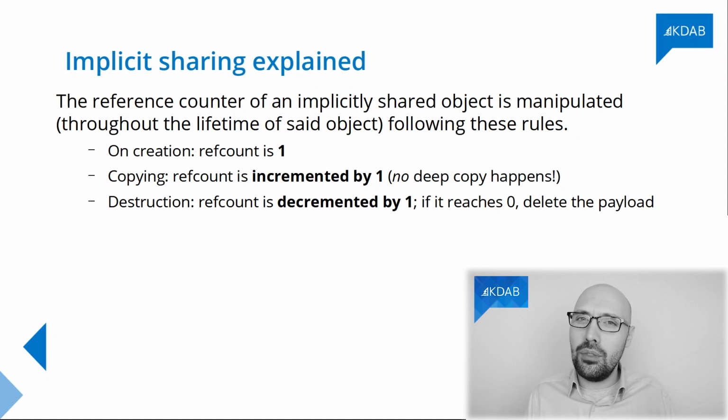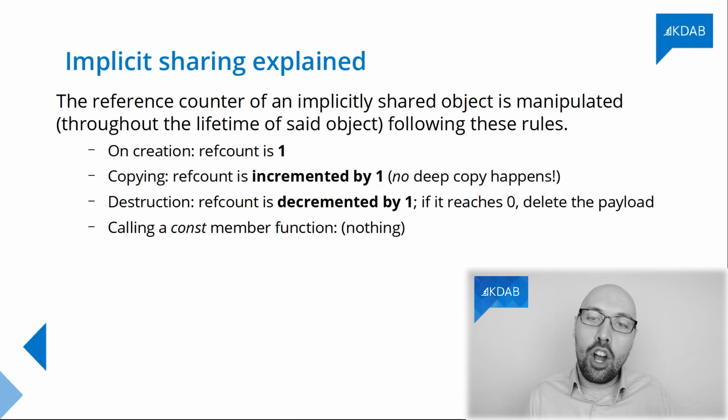So far, so good. So far, everything is simple. Now comes the twist, or the tricky part. What happens when you actually use this object? So when you have an object and you call some functions on it, this is where the behavior changes, depending on whether you call a const function, so a const method, or a non-const method.